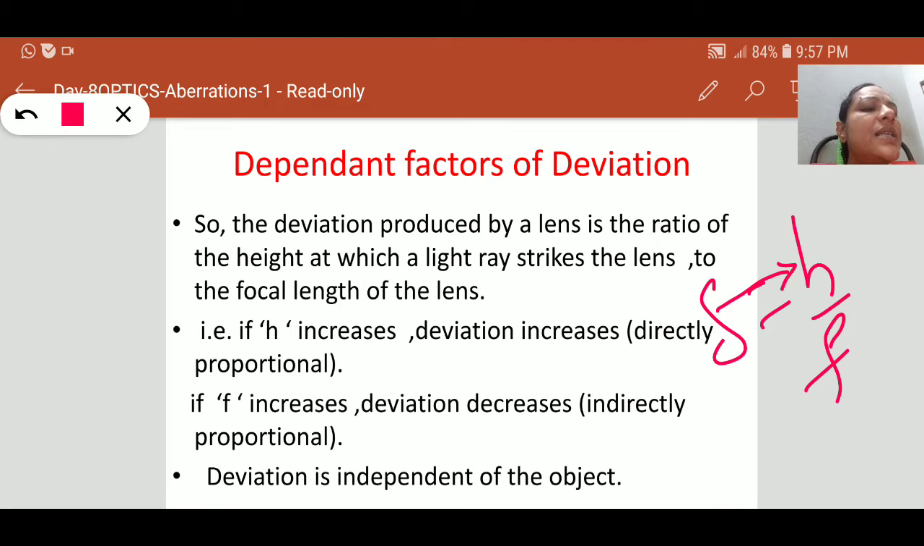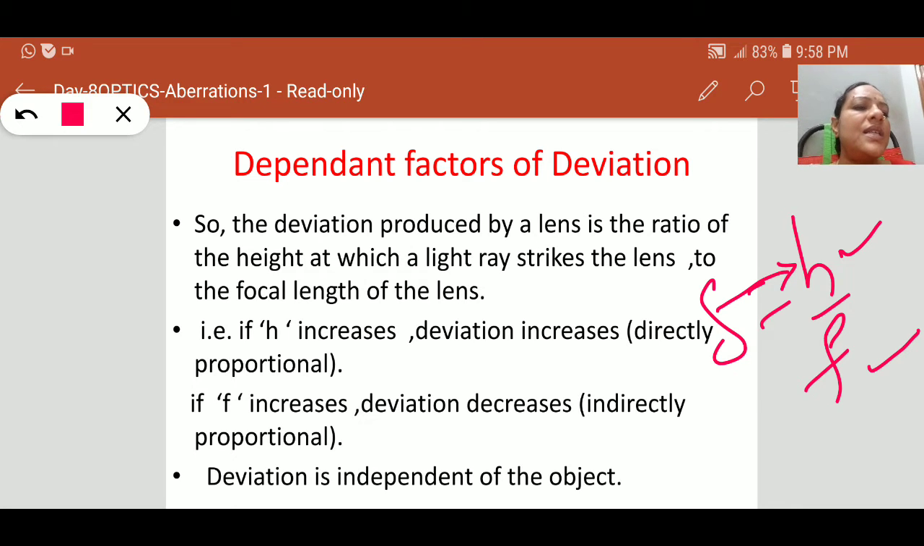Here delta is directly proportional to the height at which the light ray strikes. So if h increases, deviation also increases. Similarly, delta is inversely proportional to the focal length of the lens. So if f increases, deviation decreases. So that means the rays which are incident on the lens system do not meet at one point. Due to this reason deviation occurs. As h changes, f also changes. So that's why we get defects in the image formation.